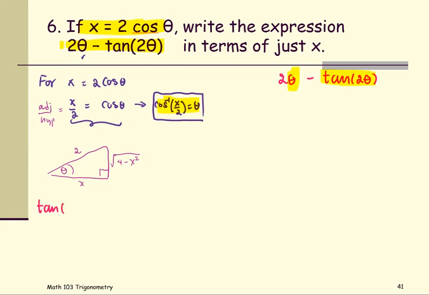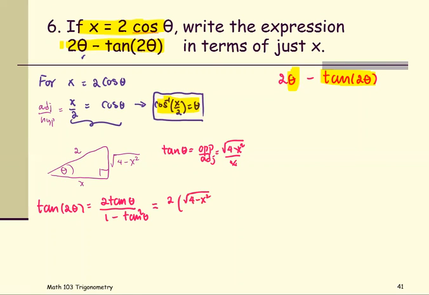The double angle formula for the tangent is 2 times the tangent theta divided by 1 minus the tangent squared theta. From the right triangle diagram, the tangent theta, which is opposite over adjacent, is the square root of 4 minus x squared divided by x. We can use that to replace into the double angle formula. So 2 multiplied by the quantity square root of 4 minus x squared divided by x for the numerator, divided by the quantity 1 minus square root of 4 minus x squared over x, quantity squared.